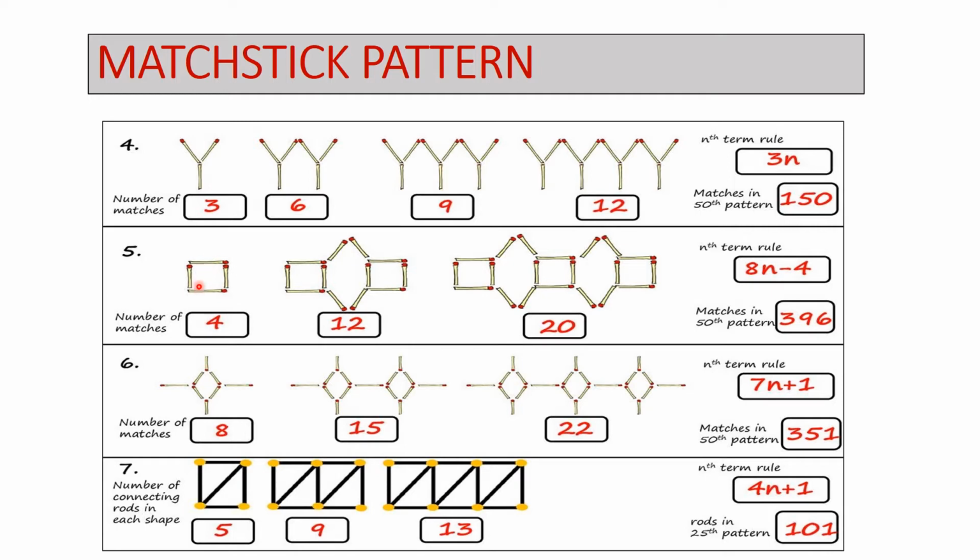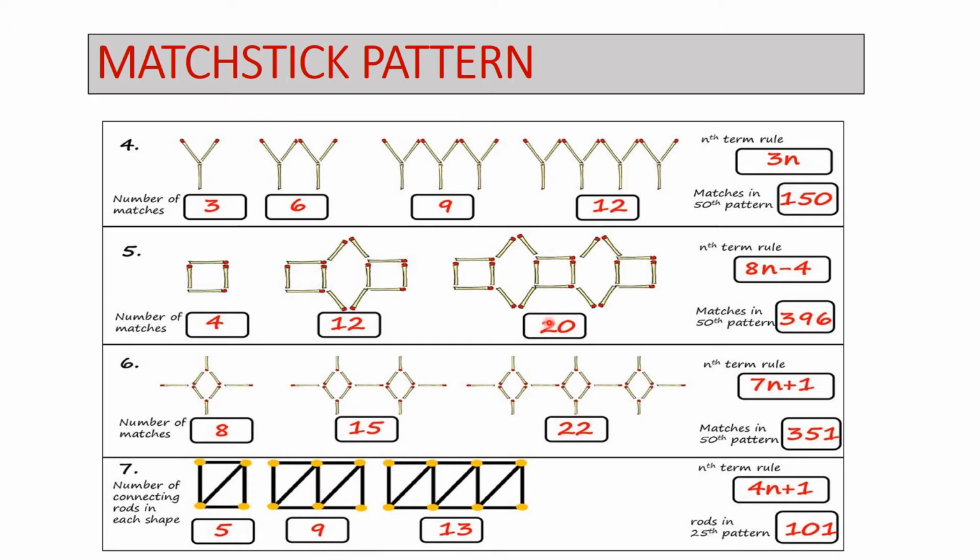Similarly, now one more example. See here, 4 matchsticks, and then how many? 4 and 4, 8, 9, 10, 11, 12. So there is an increase of 8, right? There is a skip of 8 you can see in the numbers. So you have found the pattern.